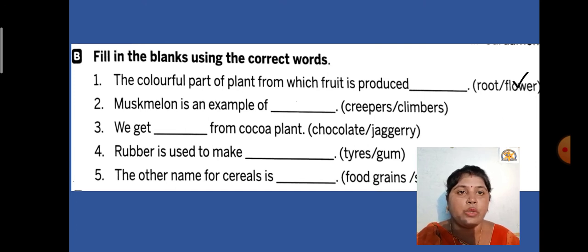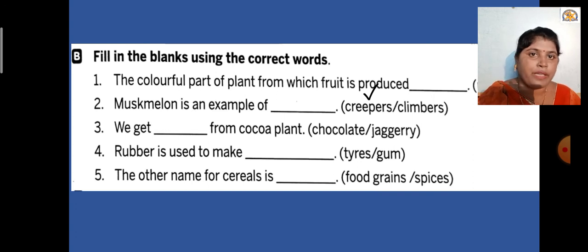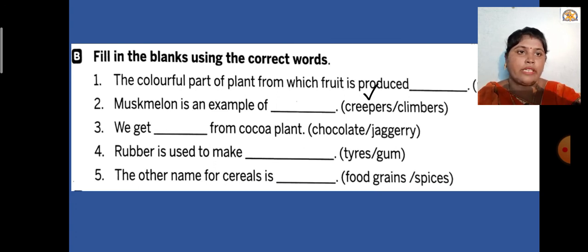Number 2, muskmelon is an example of, in brackets, creepers or climbers. Muskmelon is an example of creepers, because muskmelon grows along the ground. So that is a creeper, and the answer is creepers. Number 3, we get blank from the cocoa plant, options chocolate or jaggery. Obviously from the cocoa plant we get chocolate. Number 4, rubber is used to make tires or gum. Rubber is obviously used to make tires. So the answer is tires.